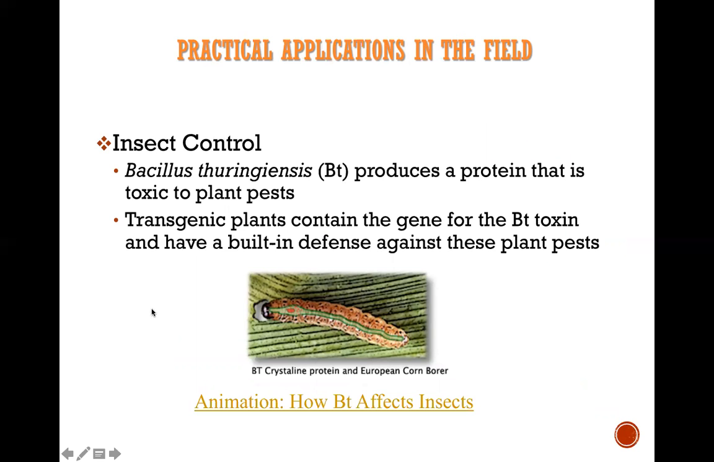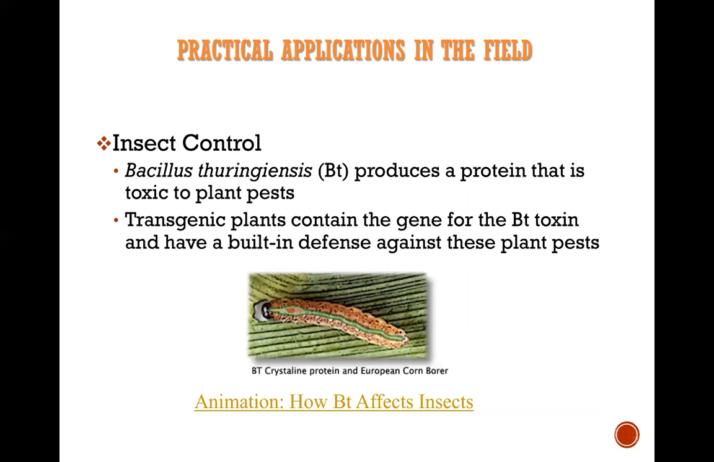Another example is causing plants to produce toxins for pest control. So rather than having to apply more pesticides, the plant is producing its own pesticide and able to fend off plant invaders. It does this in one way by using Bacillus thuringiensis, Bt.